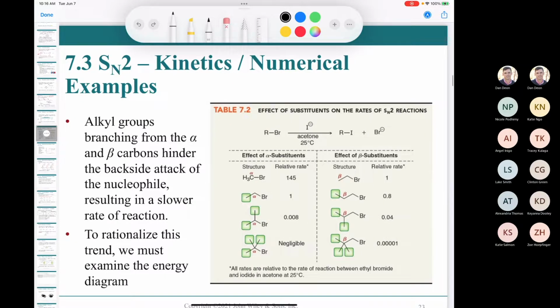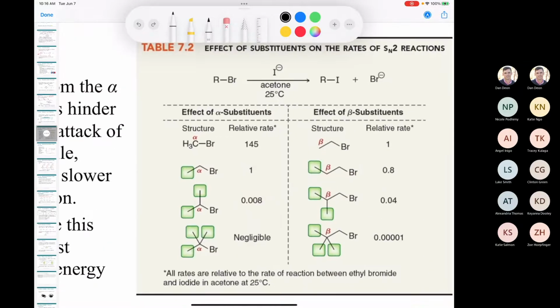Let's take a look at the left side of this table, the effect of an alpha substrate. This is what I was showing you on the last slide, okay? It says if you try to take an alkyl bromide and treat it with iodide in acetone at 25 degrees Celsius to do an SN2 reaction, what's the relative rate? Well, if we have ethyl bromide, so we just have that little methyl group at the beta carbon, the relative rate, they assigned a value of 1. And so if we look at methyl bromide as opposed to ethyl bromide, it's only got 3 hydrogens attached to the alpha carbon, so it's 145 times faster.